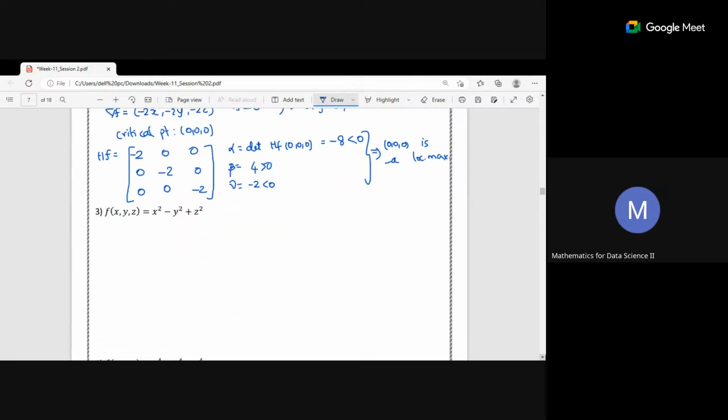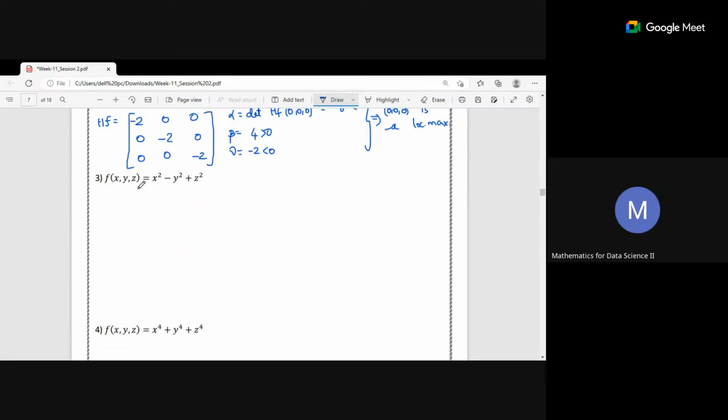Okay. So f of x comma y comma z is now given as this function. What are the critical points? They are going to be again the same. The only critical point is (0, 0, 0). And what is your Hessian matrix? 2, 0, 0, 0, minus 2, 0, 0, 0, 2.